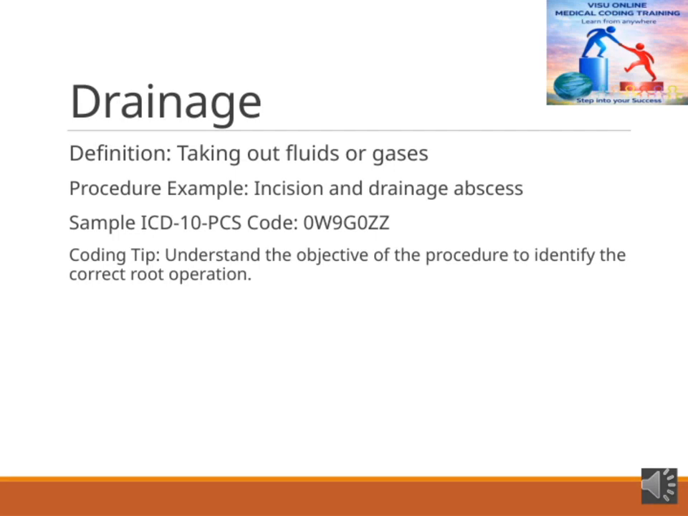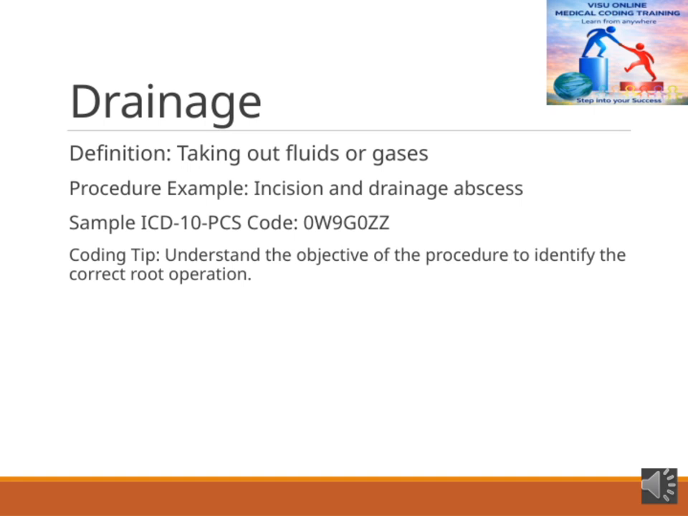All right, let's talk about drainage. Essentially, this is about taking out fluids or gases from the body. It's a common procedure used to remove excess fluid, pus, or air that can cause discomfort or complications. For example, a typical procedure might be an incision and drainage of an abscess, where we make an incision to allow the pus to escape and relieve pressure. When coding these procedures, you'll see the sample ICD-10 PCS code 0W9G0ZZ.